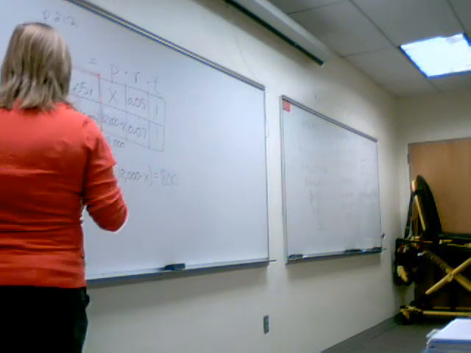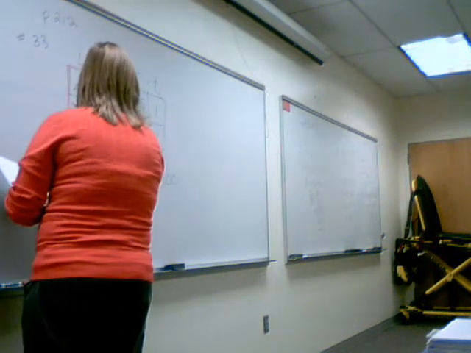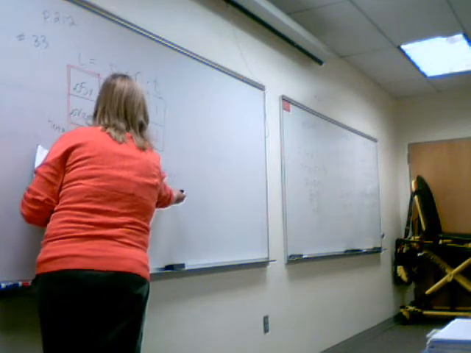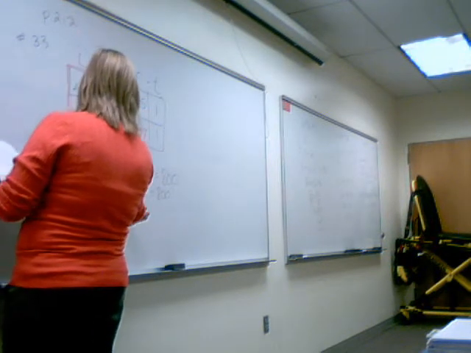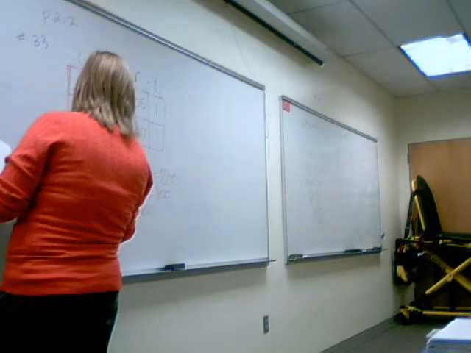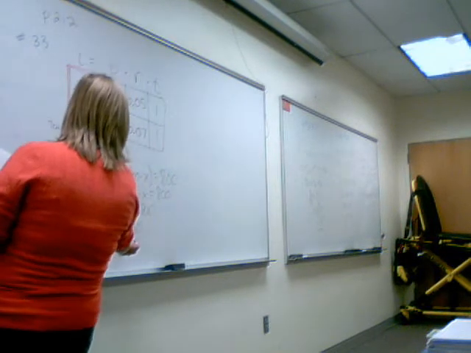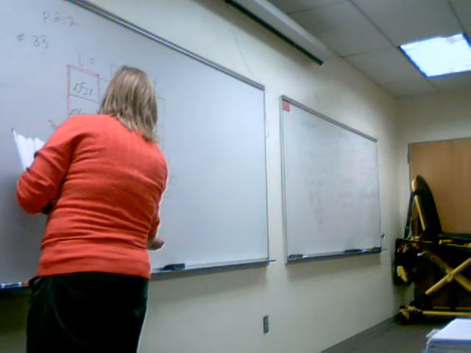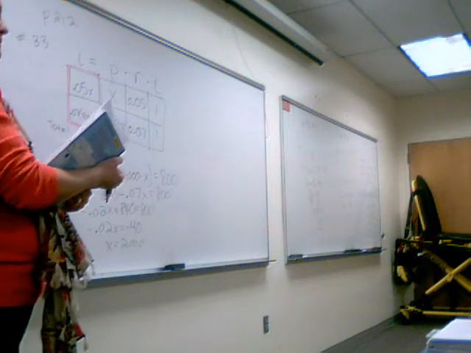0.05x plus 7% of 12,000, which is 840, minus 0.07x equals 800. This is negative 0.02x equals negative 40. When you divide both sides, the negatives will fall out to give you a positive 2,000. Okay, great. I got x equals 2,000, but what does it mean?